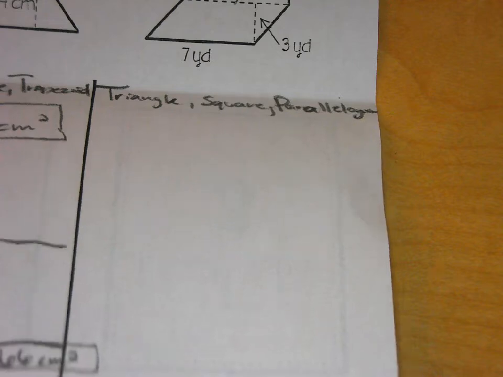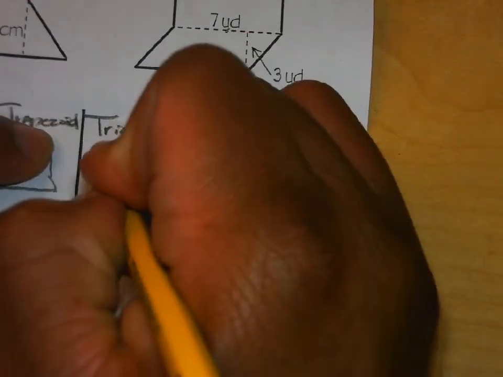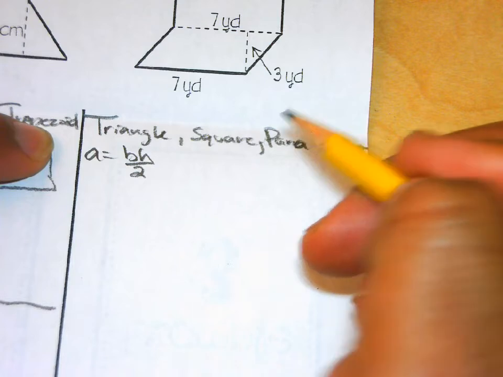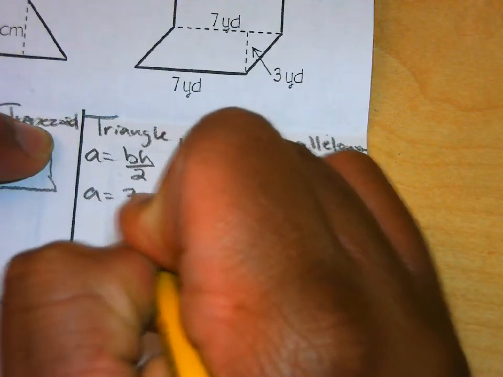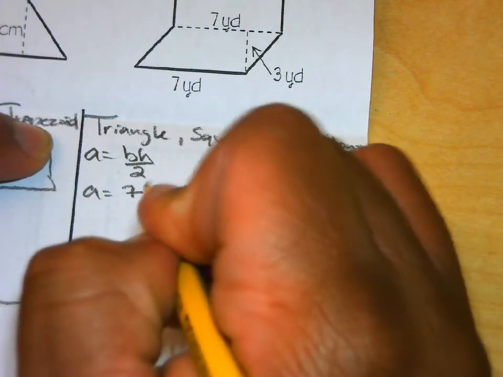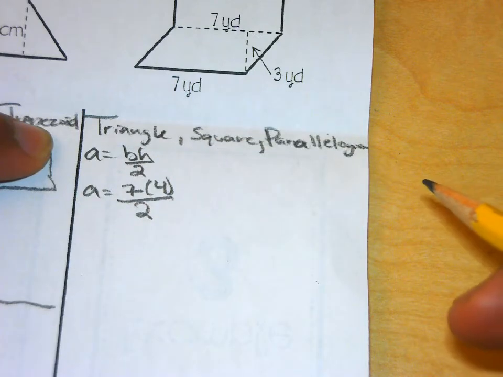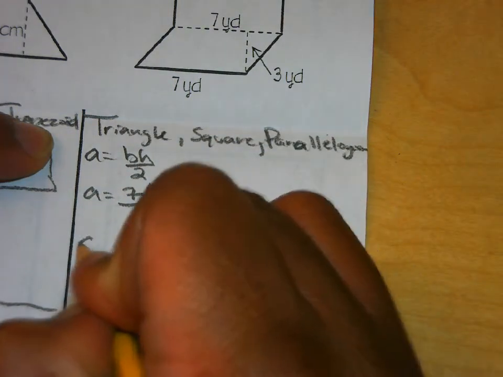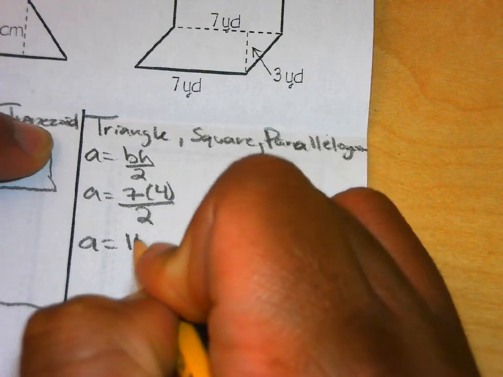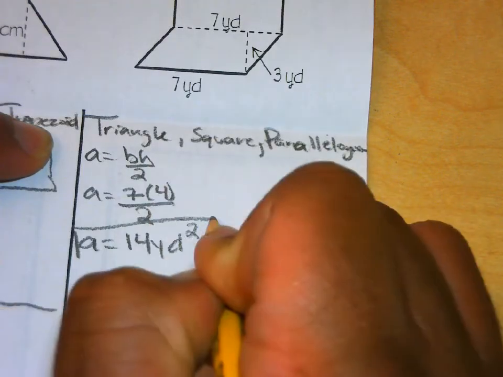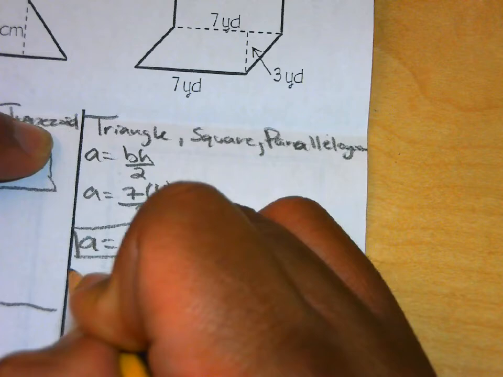So start with the triangle. Triangle is base times height divided by 2. The base of my triangle is 7. The height of my triangle is 4. Then we divide by 2. 7 times 4 is 28 divided by 2 is 14 yards squared. Okay.